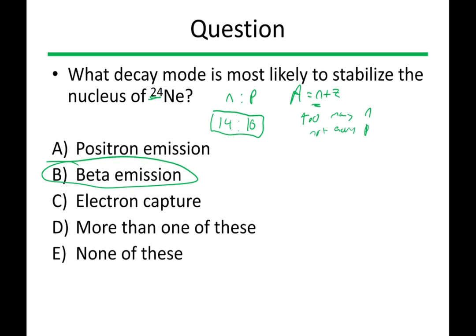So if we look at beta emission, we can see that in order to balance this, because the beta has this -1 in the Z range, this is going to give us an extra Z in the product without changing the A, and so it'll make this ratio of neutrons to protons closer, giving us a more stable nucleus.